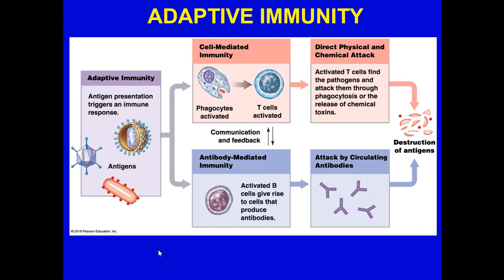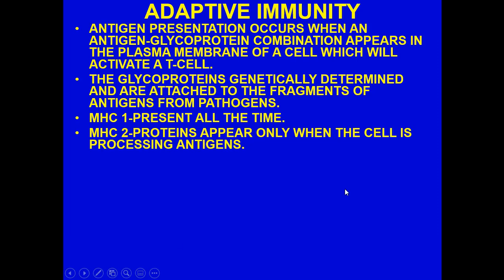So we have adaptive immunity. Antigen presentation triggers an immune response. It has to be cell-mediated as well as antibody-mediated. The attack mediated by B cells will be circulating antibodies. The direct attack, chemical or physical, will be from activated T cells. They will either find the pathogens and attack them by phagocytosis or release of chemical toxins. And the eventual end is the destruction of the antigens.